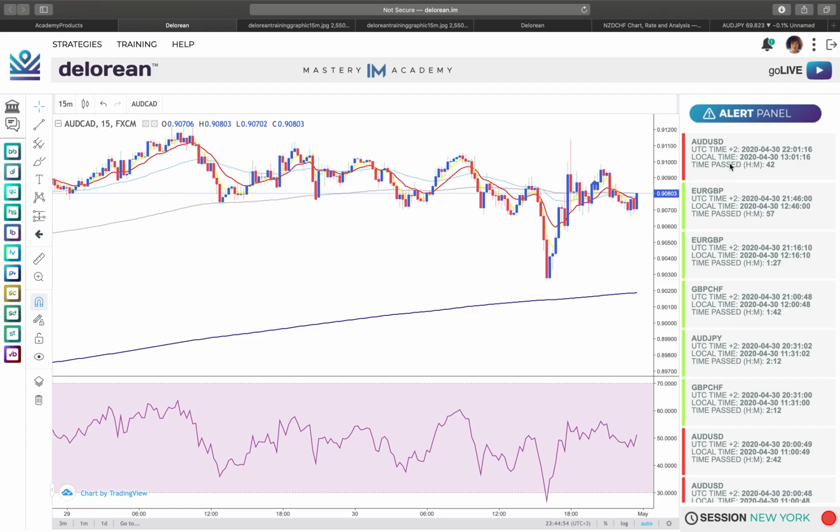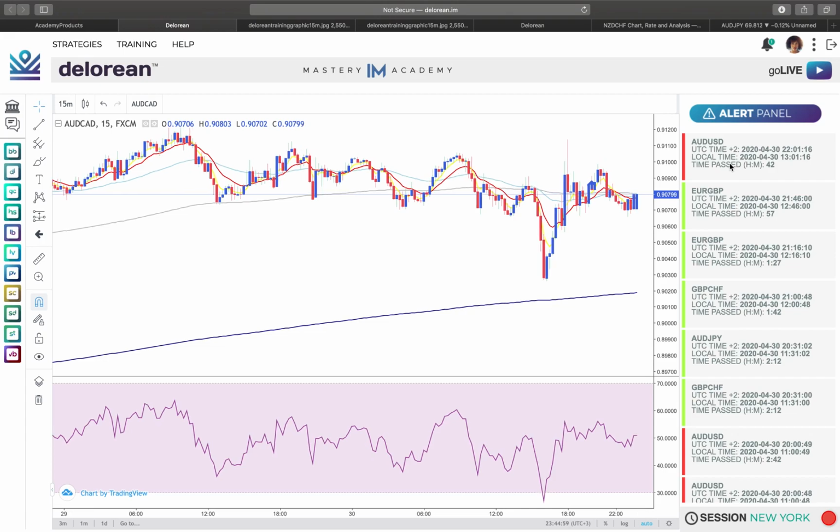They are not just magical colors. We are using them to make decisions based off of direction. We're using them to make targeting decisions. We're using them to make entry decisions. It is used for all of that.